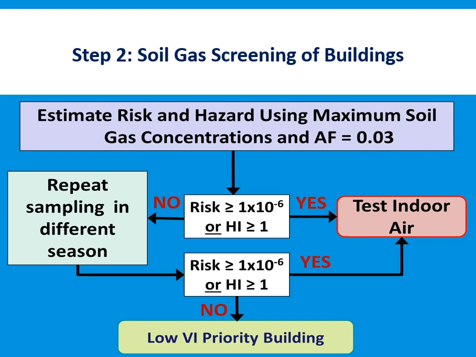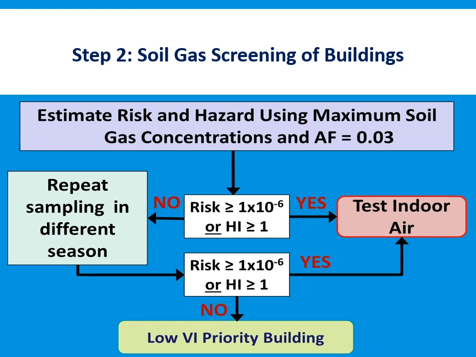The supplemental guidance contains a nice flow chart, starting with your maximum soil gas concentration and an attenuation factor of 0.03, an estimate of the exposure risk is made. So with your two samples from your building-specific vapor probe, you determine if the concentrations exceed a risk of 1 in a million or a hazard index of 1. If so, you would proceed with indoor air testing, meaning the building is potentially at risk.